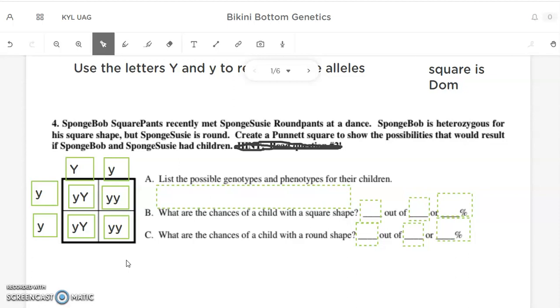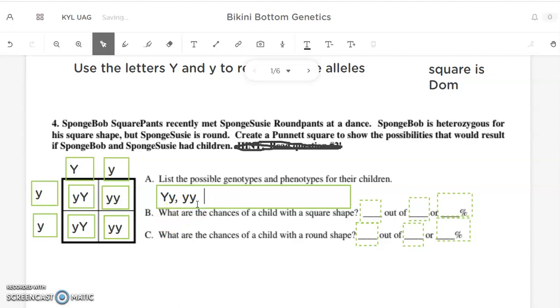All right. Now it says list the possible genotypes. Well, I know geno means genes, the letters. So I'm going to look at the different boxes of combinations. I see a capital Y and a lowercase y right here. I see that same thing there, so I don't need to repeat it. I see a little y, little y, which I know is called homozygous recessive. And I see another one there, so I don't need to repeat it.